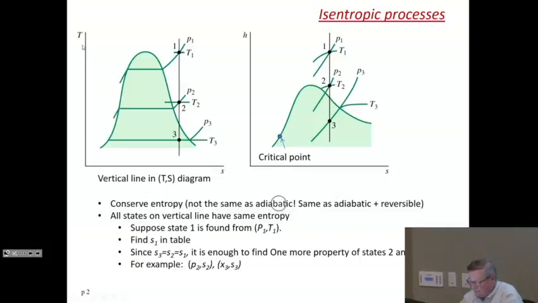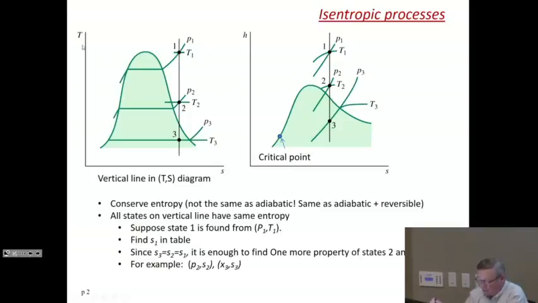Bear in mind, it's not the same as adiabatic. It is both adiabatic and reversible. This is a review from last time. So all the states on this line have the same entropy. So you can find entropy S1 in a table if you know P1, T1, or any two characteristics at this point. Once you have that, you can tell that S2 is S1 and S3 is S1.